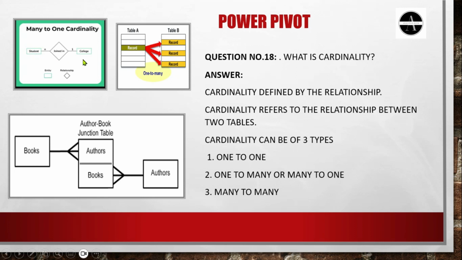Second is one-to-many or many-to-one. So each student can take many subjects. So this will be the one-to-many relationship. And the last is the many-to-many relationship. So an author can write many books and a book can be written by many authors. This will be the example. Another example you can tell, like we can buy many products and many products can be bought by many people. So this will be the many-to-many relationship. So these are the three cardinalities present in Power Pivot.